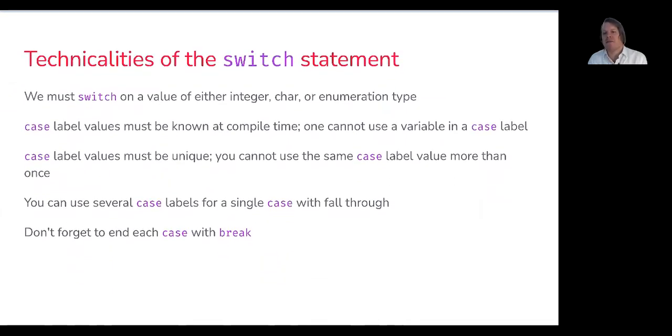So, technicalities of the switch statement. We have to switch on a value of either integer, character, or enumeration type. We haven't talked about enumeration types yet, but you can think about it as some sort of name that's going to map to some sort of integer value. Case labels must be known at compile time. We cannot use a variable in a case label. So you can't write something like case X. That's not allowed. We need it to either be an integer, a character, or some sort of enumeration type.